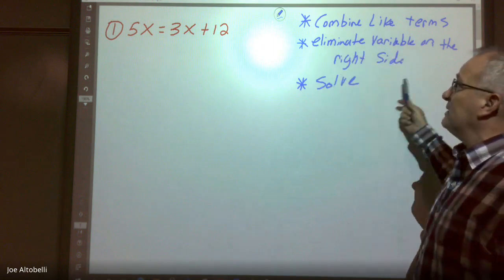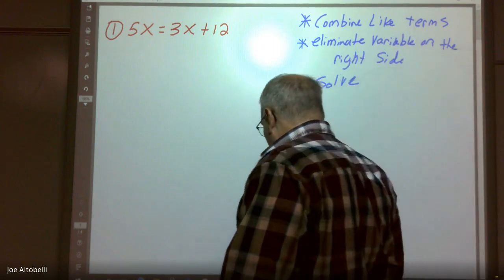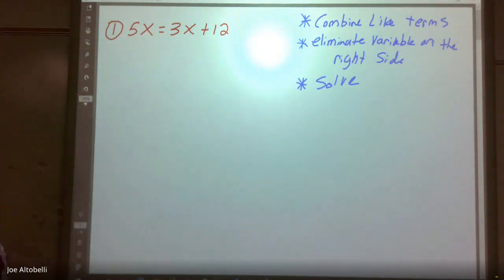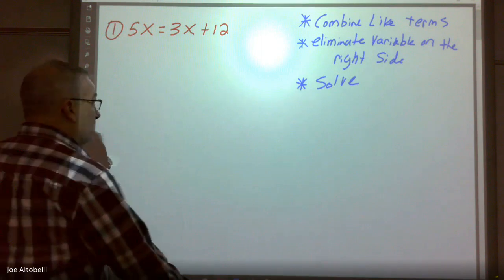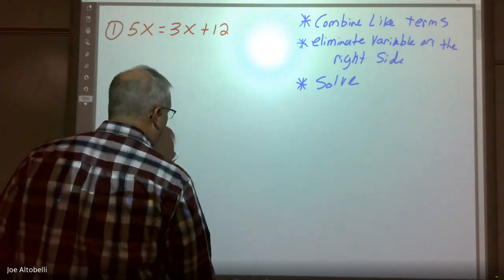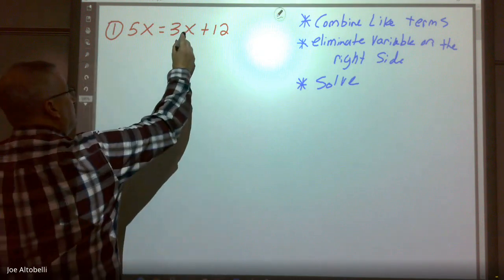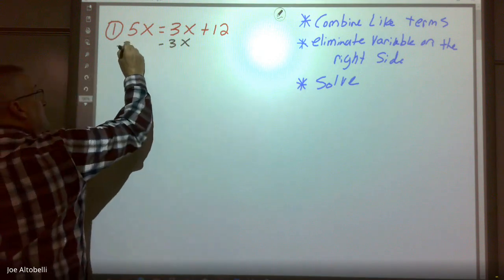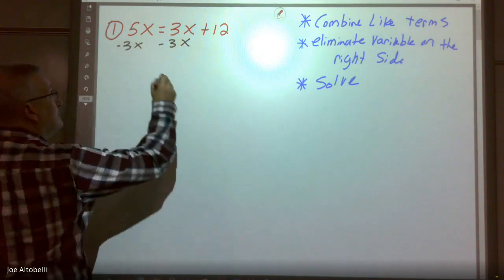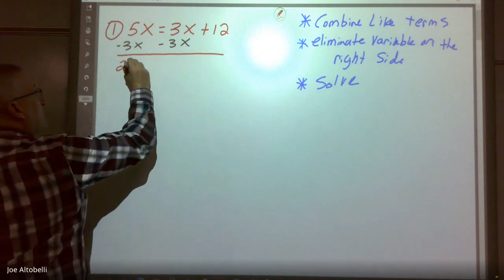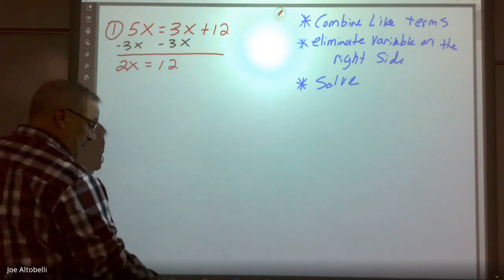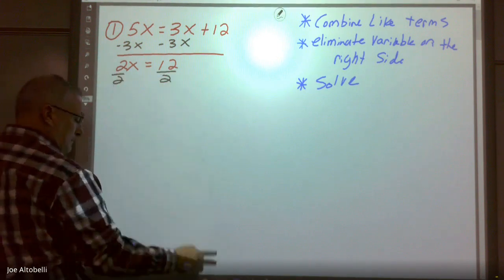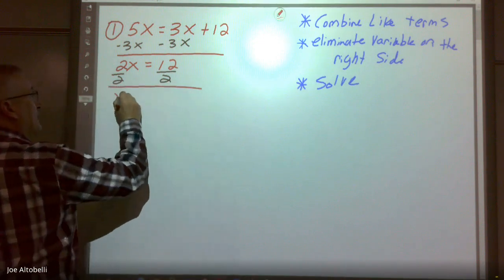So this is your process. Combine like terms or distributive property, which we'll have to do on one of the problems. Eliminate the variable on the right side and solve. So to do the problem, to eliminate the variable on the right side, we subtract 3x from both sides, and we get 2x equals 12. And then to solve, we divide by 2. And we get x equals 6.